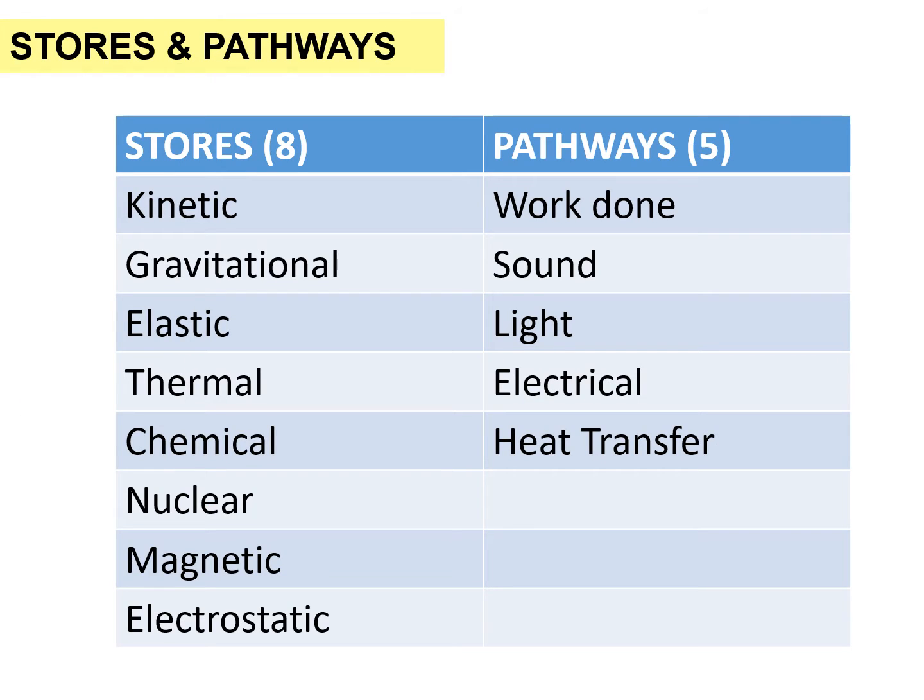So here is a list of 8 different energy stores and 5 different energy pathways. Now, a pathway is another way of saying a transfer pathway. You need to learn these different energy types and which ones are stores and which ones are pathways. One thing to point out here is that sound and light are sometimes grouped together and sometimes called radiant, or often separated as sound and light. So please learn those different lists.